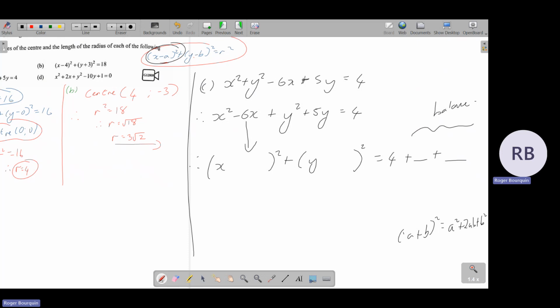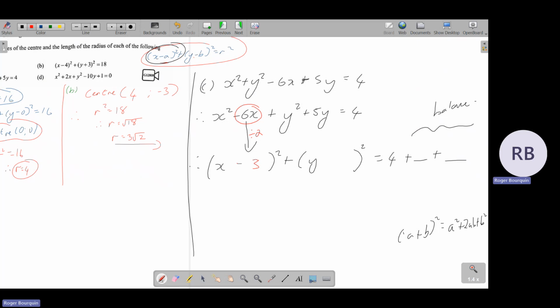So here, if I want to end up with negative 6x, I'm always going to divide this coefficient by 2. What's negative 6 divided by 2? Negative 3. Now, everyone with me up to there?